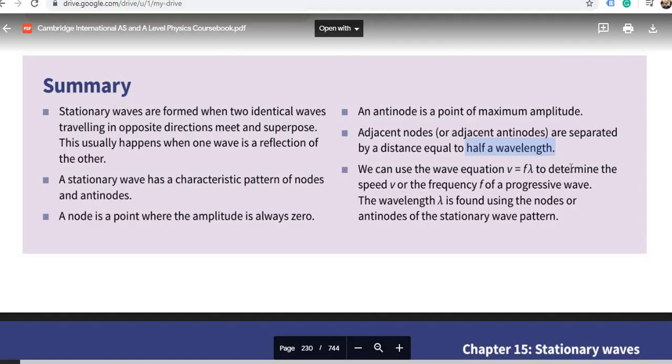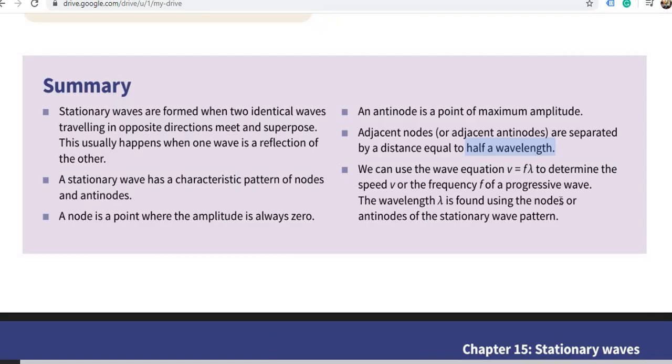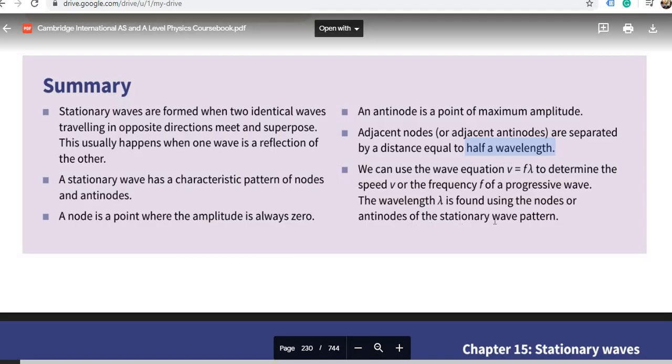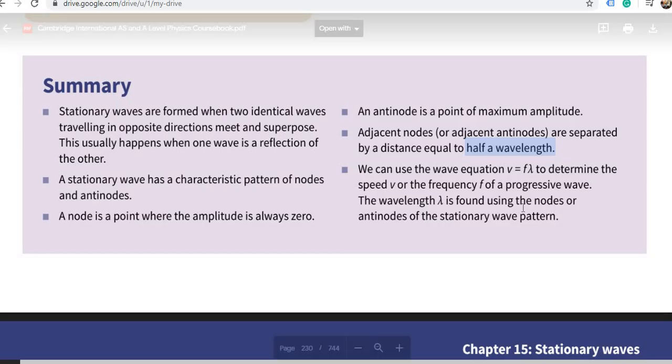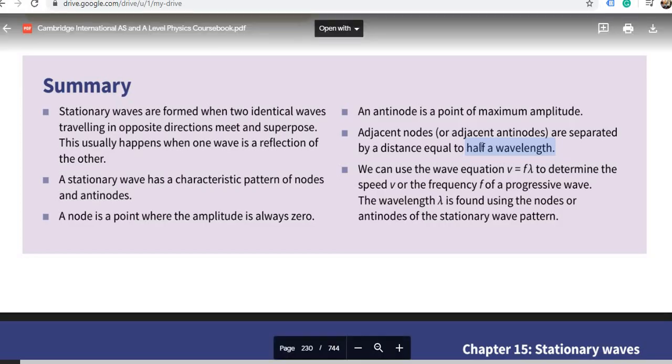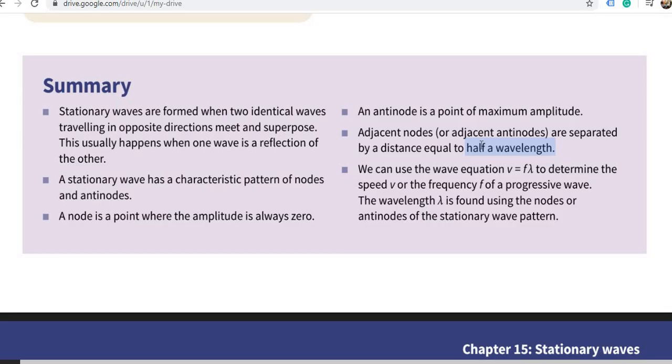We can use the wave equation v equals f lambda to determine the speed v or the frequency f of a progressive wave. The wavelength lambda is found using the nodes or antinodes of the stationary wave pattern. From one node to the next node, it is half a wavelength. Using that you can find the wavelength of the progressive wave. It will be the same as that of the stationary wave.